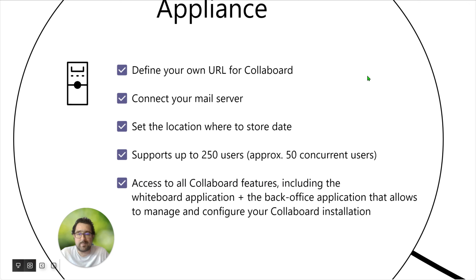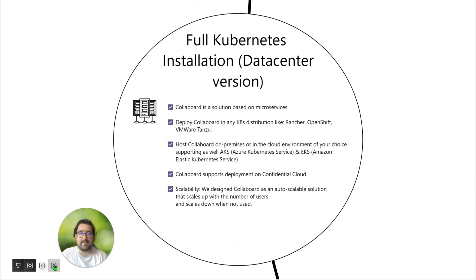Now, although the appliance is easy to install, you get access to all the Collaboard features. So this means you have all the whiteboard functionalities, the complete whiteboard application. And besides the online whiteboard, you also get a back office application that allows you to manage and administer your front end, basically the whiteboard. And with this back office, you can also implement a lot of customizations. So that's regarding the appliance.